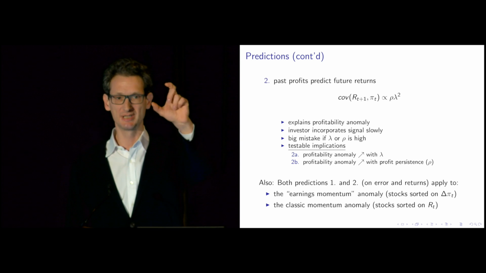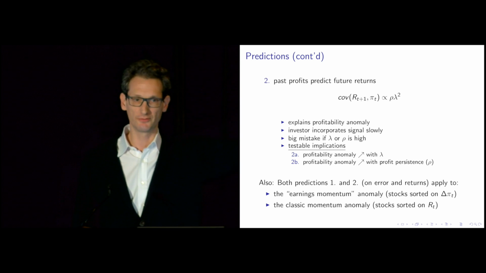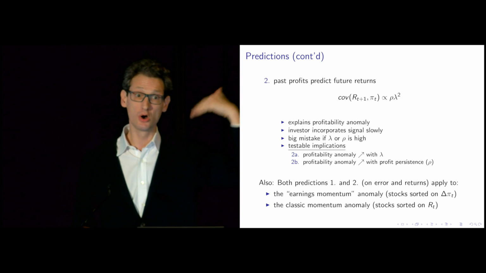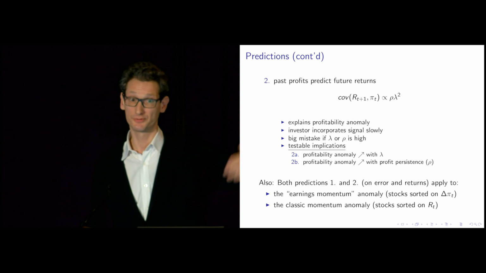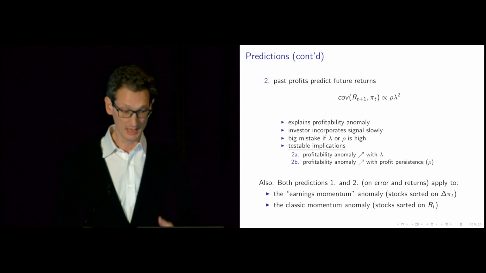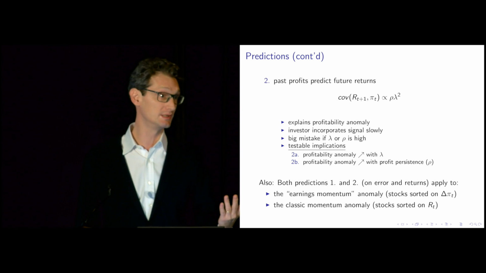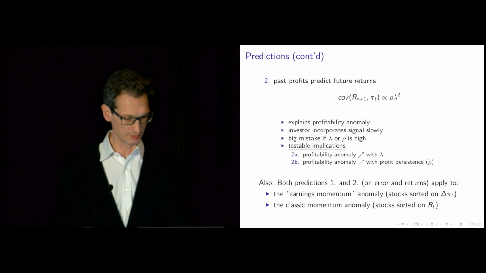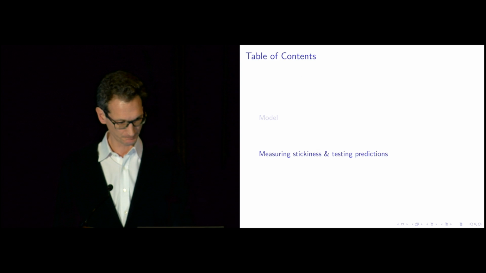So past increase in profit should forecast future forecast errors. Past increase in profit should forecast future returns more if lambda is higher, or more if profits are more persistent. And it's the same for the classic momentum anomaly too. So this is a theory that also speaks to these two anomalies.